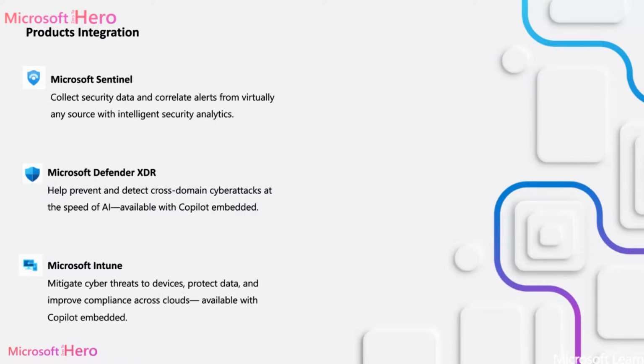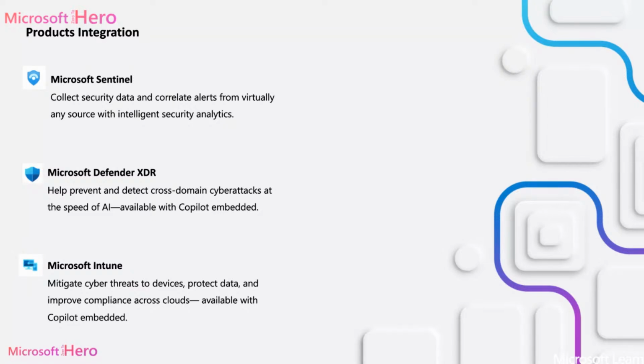Collect security data and correlate it from virtually any source with intelligent security analytics. Microsoft Copilot can integrate with Microsoft Defender XDR, which helps prevent and detect cross-domain cyber attacks at the speed of AI, available with Copilot embedded. It's embedded inside of the Microsoft Defender XDR. We have the capability of Microsoft Copilot.